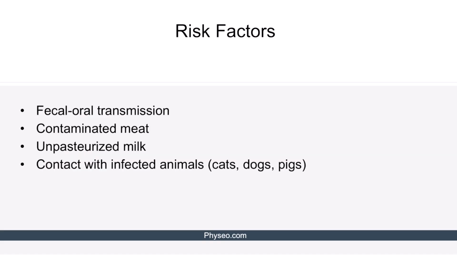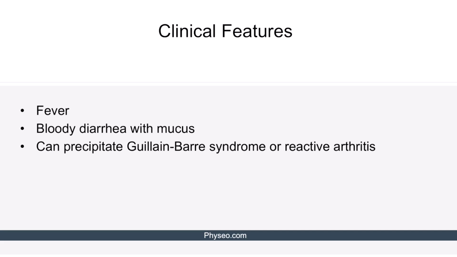Now, Campylobacter jejuni is characterized by a fecal-oral transmission, and it's commonly transmitted via contaminated meat and unpasteurized milk. And if you're making contact with an infected animal, you can also get it. Those animals include cats, dogs, and pigs. Now let's discuss the clinical features. So, Campylobacter is characterized by a high fever and bloody diarrhea. And interestingly, that bloody diarrhea has mucus in it.